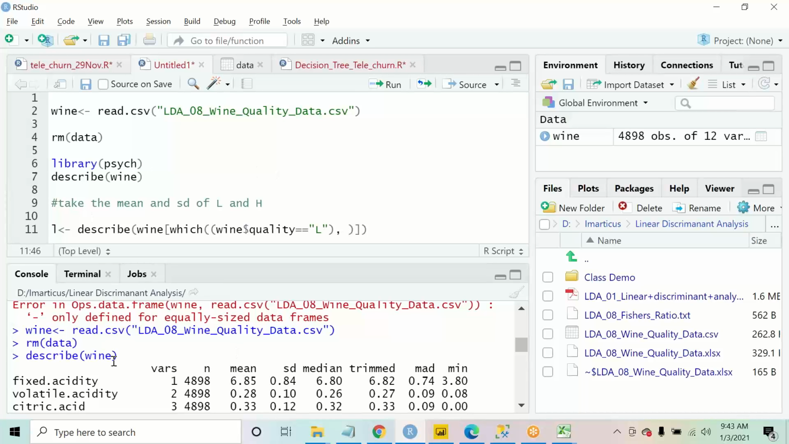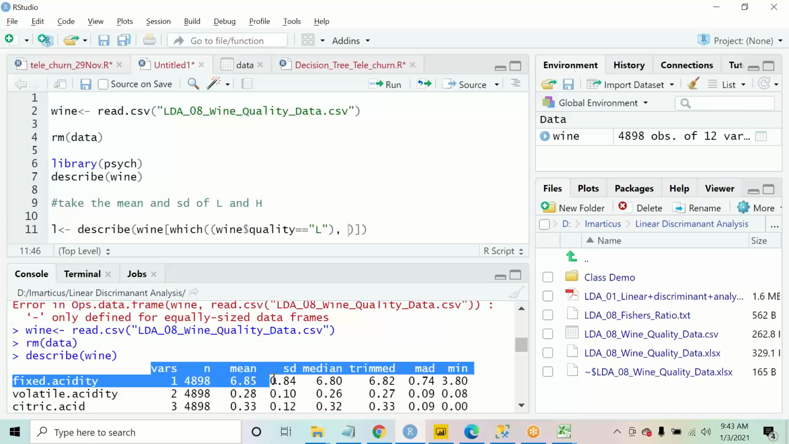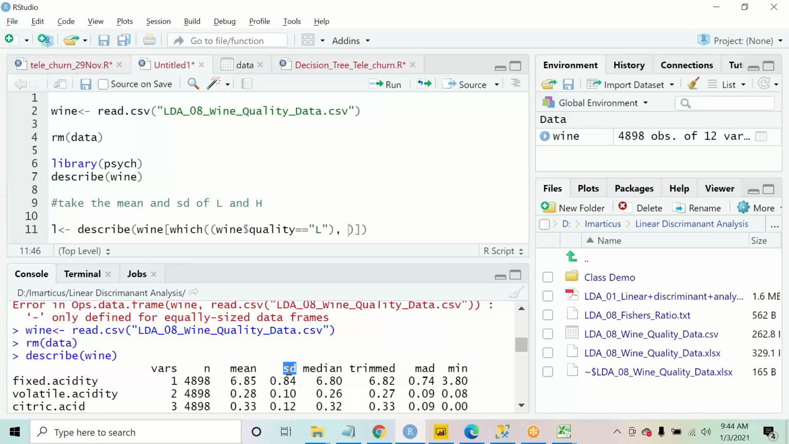And if you see, when you executed this describe function, it gave you a lot of variables, but I'm only interested in the standard deviation and the mean, right? That is the third and fourth column. Okay, these are the columns that I'm interested in. So when I'm describing, I have specified the data set that has to be used is the wine data, in which the wine quality should be equal to low. Okay, this is something that we have defined.